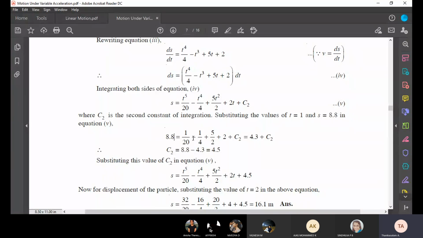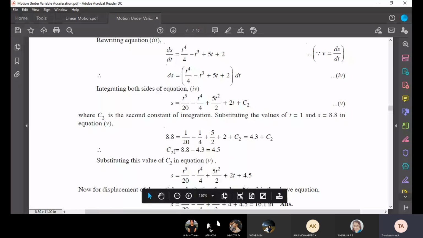t to the 5 becomes 1 to the 5 divided by 20. t to the 4 is 1 to the 4 divided by 4, therefore 1 by 4. Then 5t squared by 2 with t equal to 1 gives 5 divided by 2, plus 2t, 2 into 1, that is 2, plus C2. After simplification, we got C2 equal to 4.5.